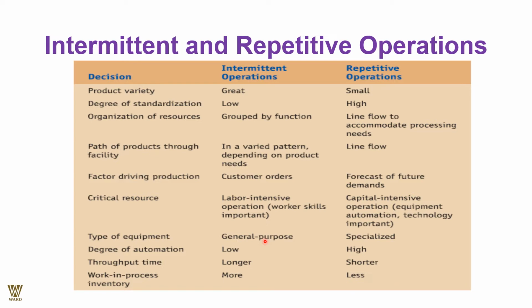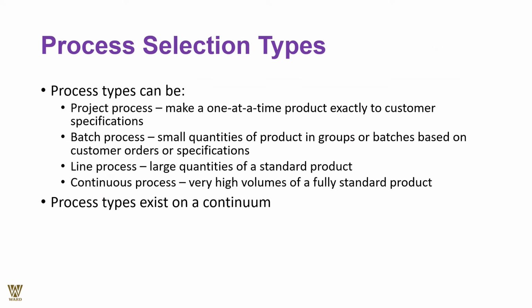The critical resources: labor intensive operation, worker skills are needed then and there. So the degree of automation is low and high. Throughput time is longer and shorter as far as intermittent and repetitive operations are concerned. Work in process is more in the intermittent process because it is customized. Less is in the repetitive process because it is more or less standardized. So I hope it is very clear to the audience of this video what intermittent and repetitive operations are for process selection only.